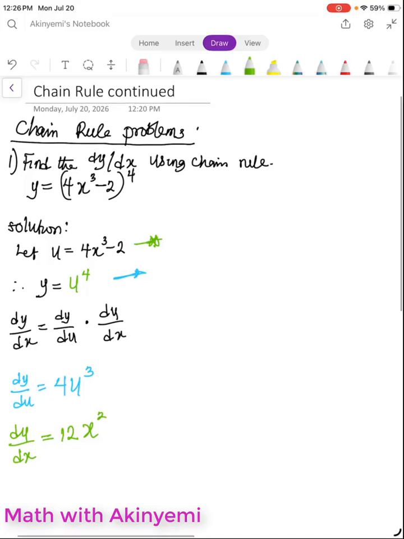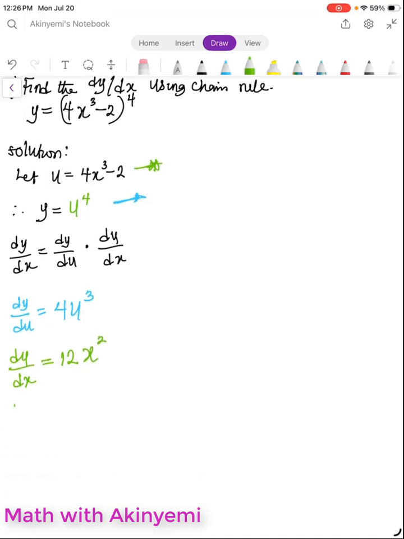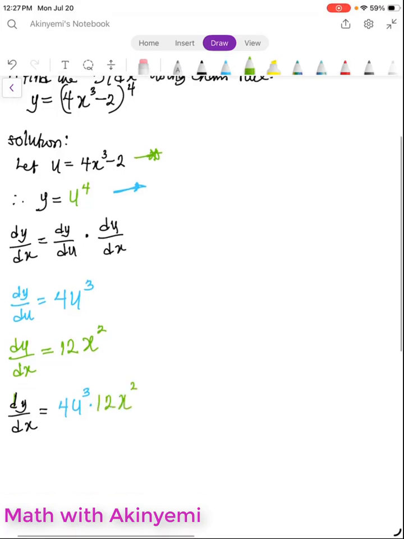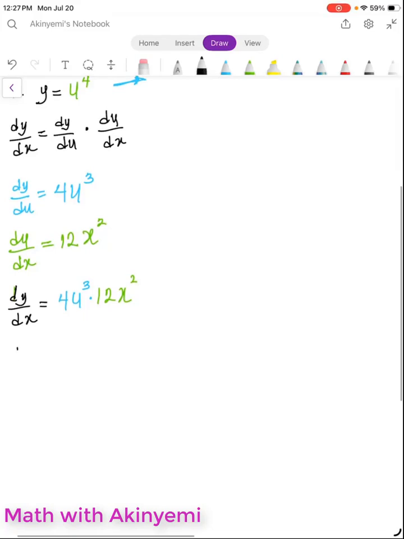So now we can say dy over dx will be equal to 4u raised to power 3 multiplied by 12x squared. So dy over dx will be equal to 4 times 12, which is 48, so 48x squared u raised to power 3.